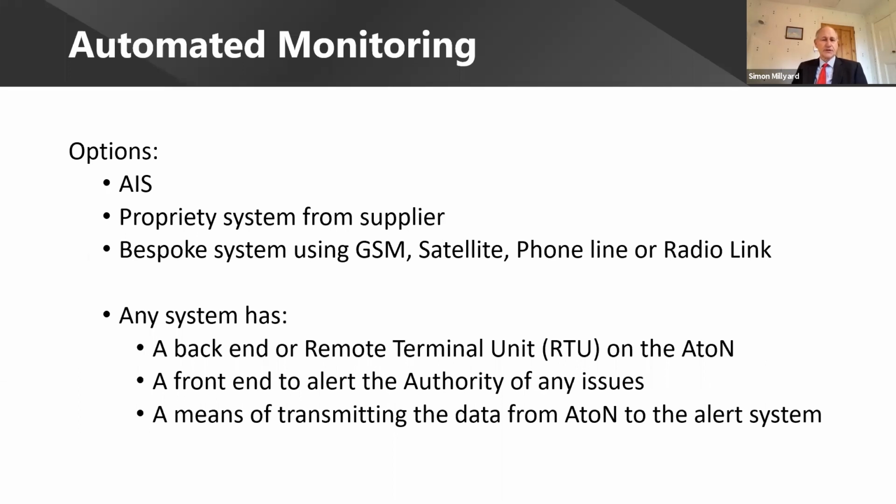And then it will have a front end to alert the authority of any issues. Now, this may be a complex system, it may be a big screen, it may be web-based, it may be a text message that you get on your phone, but it will be a system to alert the authority or the user or the organization maintaining them. And the third component is a means of transmitting the data from the AtoN to the alert system.